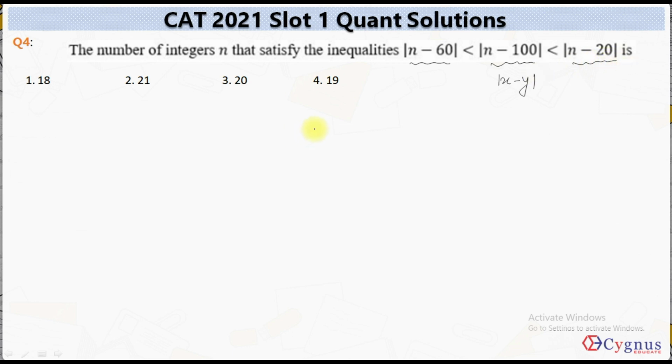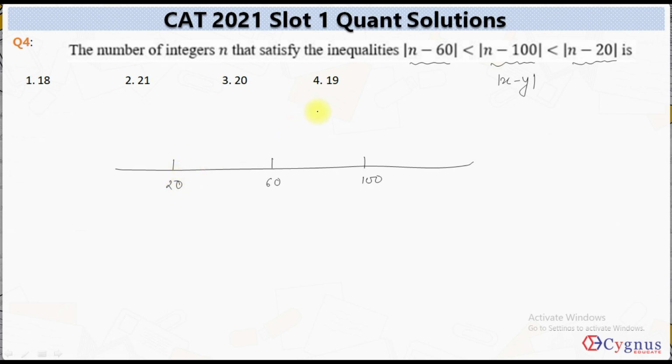Yes or no? Three terms are given here. How do we relate them? I want to relate them. So let's draw a number line here. N minus 60, that means distance of a point n from 60. N minus 100 is a distance of a point n from 100. And n minus 20 is a distance of point n from 20. So let's draw the points here. This is 100 for me. This one is 60. And this one is 20.